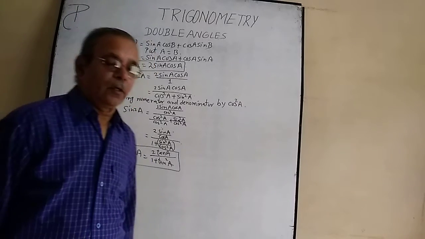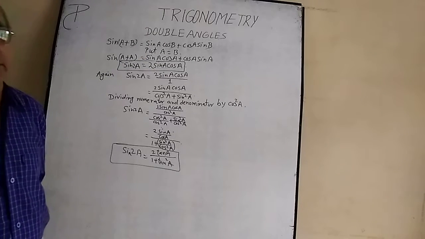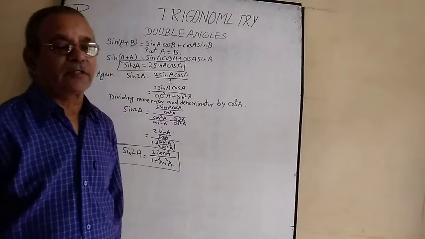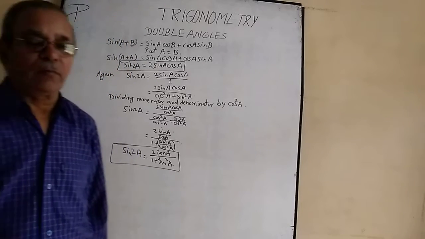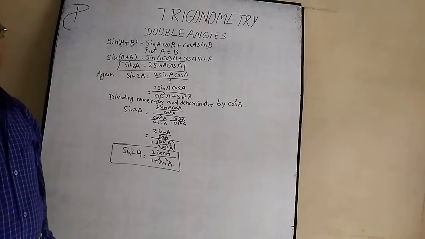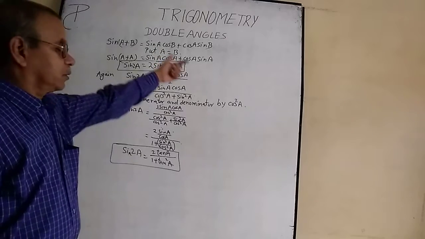Good morning. Today we discuss the trigonometric double angles. Yesterday we discussed the addition and subtraction formulas. One of the most important is that sin(A+B) is equal to sin A into cos B plus cos A into sin B. This has one more application.